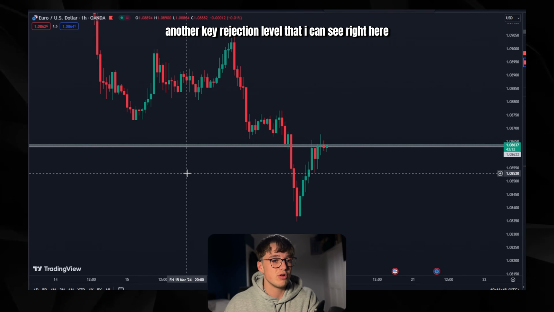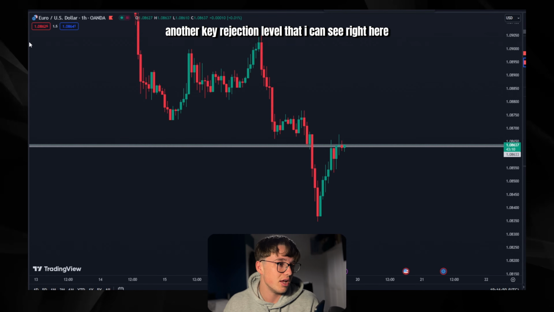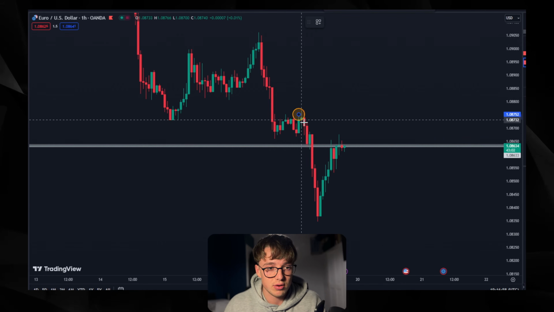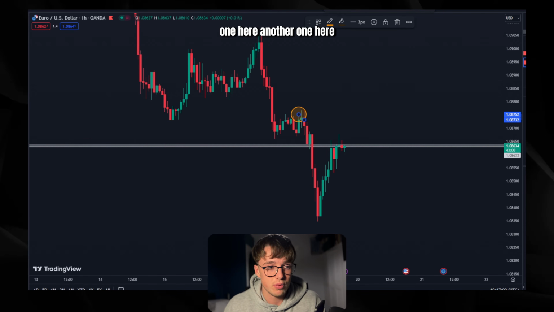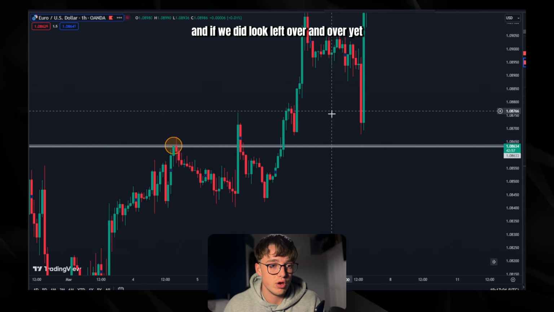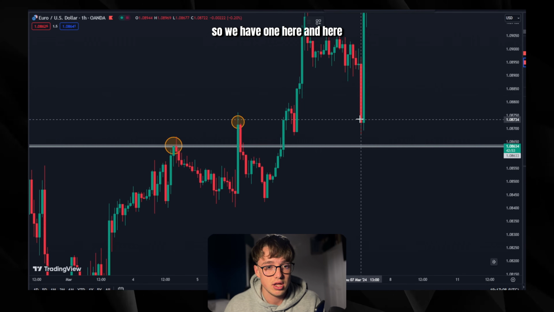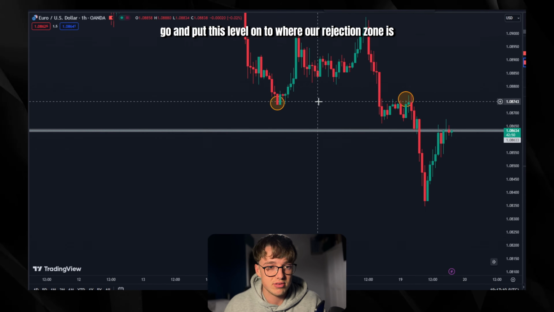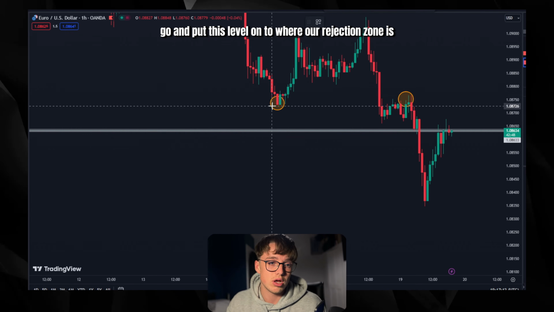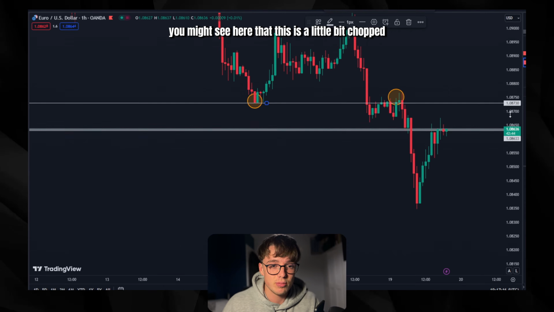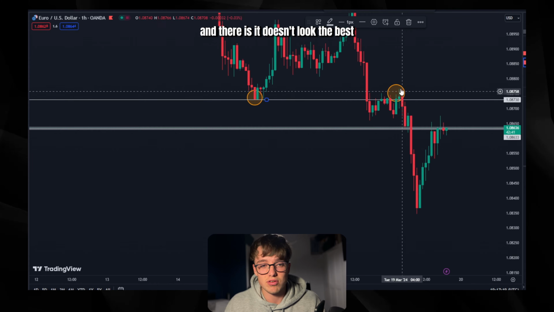Another key rejection level that I can see right here to the upside is we have rejections right here again, one here, another one here, and if we did look left over and over, we have one here and here. So what I'm going to do again is go and put this level on to where our rejection zone is. Now, you might see here that it's a little bit choppy and it doesn't look the best.